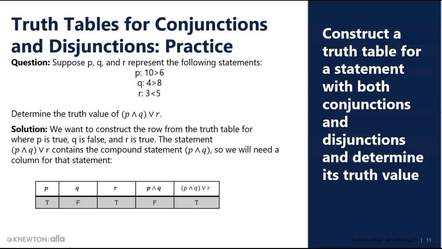So what if I just had a single statement to evaluate, though? I don't want the whole truth table. I just want the truth value of this statement under these conditions here. So statement P is 10 is greater than 6, Q is 4 is greater than 8, R is 3 is less than 5. Now remember, with these symbols, you point to the smaller one. So this is a less than, and I'm pointing to the smaller one, so the one on the left must be, this is a greater than.